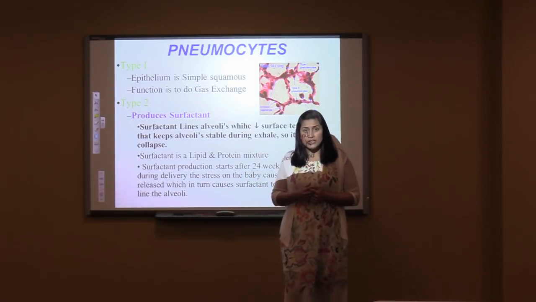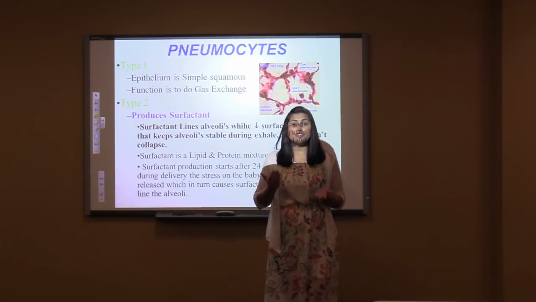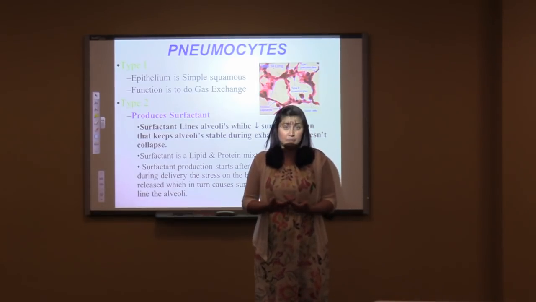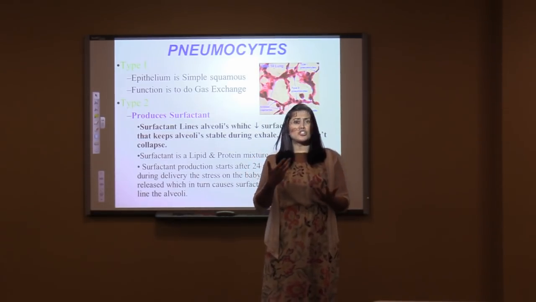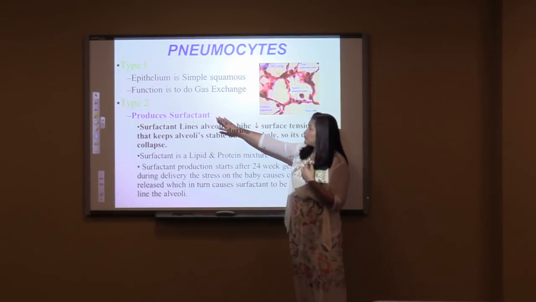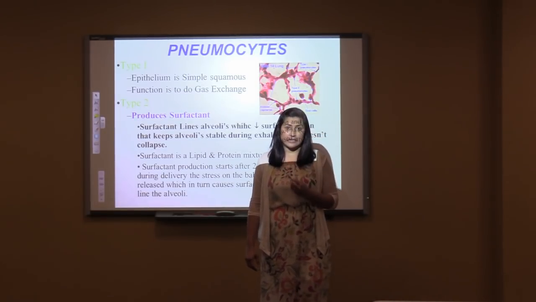Okay. Now, the lungs actually have two types of cells. It has type 1 pneumocytes and type 2 pneumocytes. Type 1 and type 2 have two different functions. Type 1 pneumocyte is the epithelium. It's a squamous epithelium that actually does the gas exchange. Whereas type 2 pneumocyte actually produces a substance called surfactant.